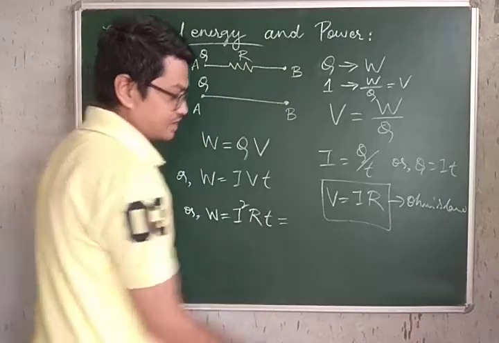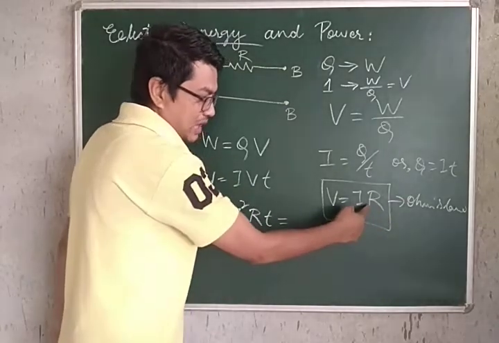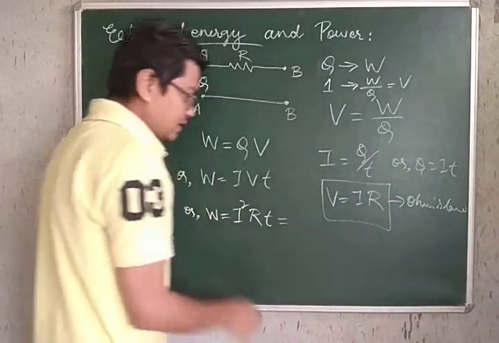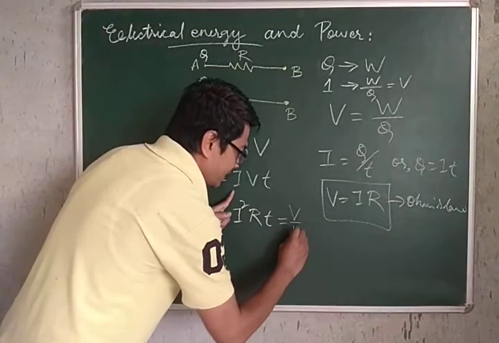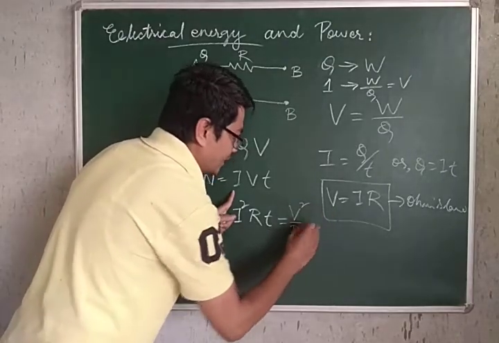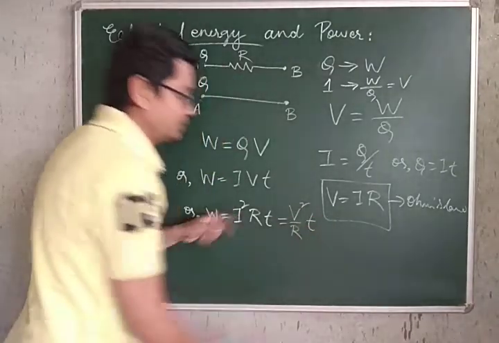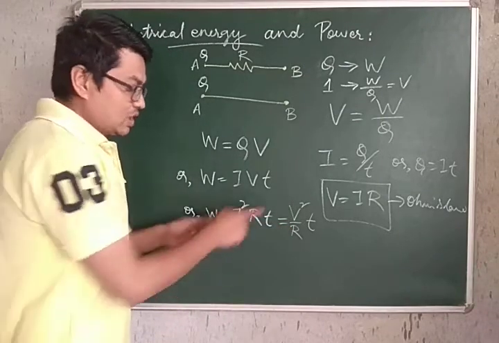Now I could also have written I in terms of V and R from Ohm's law. So I will be V divided by R. So I can substitute for I. So this is V by R into Vt. So this is V squared by R into T. So this is another expression for work done.